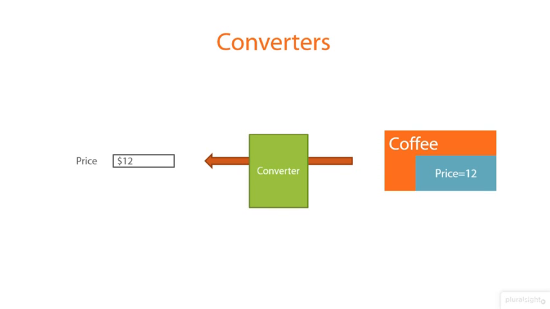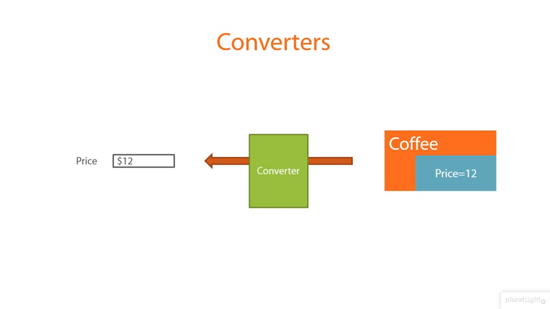Assume again our coffee instance with the value of the price property set to 12. Now, what exactly is that 12? We can't simply say to the user, well, the price is 12. Would it be 12 euro? Would it be $12? By default, we can't specify this. Our converter can come in handy in this type of scenario.